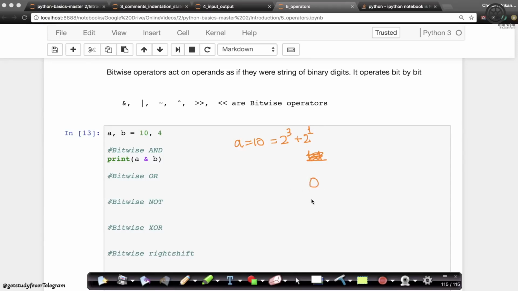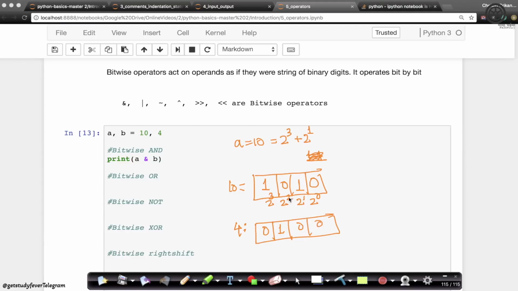So this is 2 power 0, 2 power 1, 2 power 2, and 2 power 3, right? So 0 here because there is no value here, 1 here, 0 here, and 1 here. This is the binary representation of 10, right? What about 4? 4 can be represented as 0, 1, 0, 0 because 2 power 2 is 4, right? So this is how you represent it.